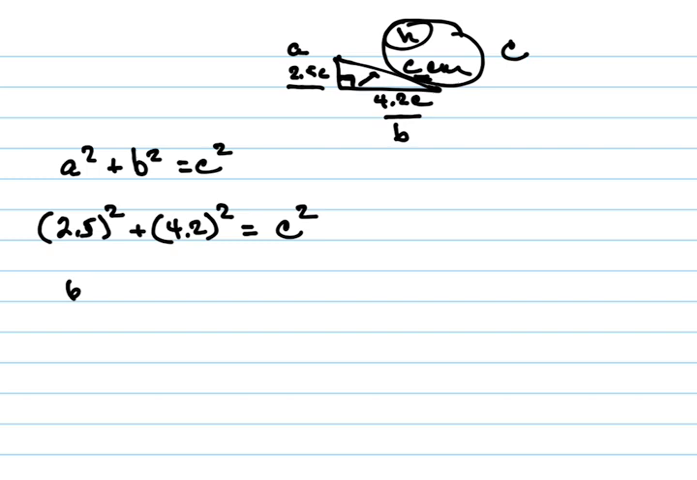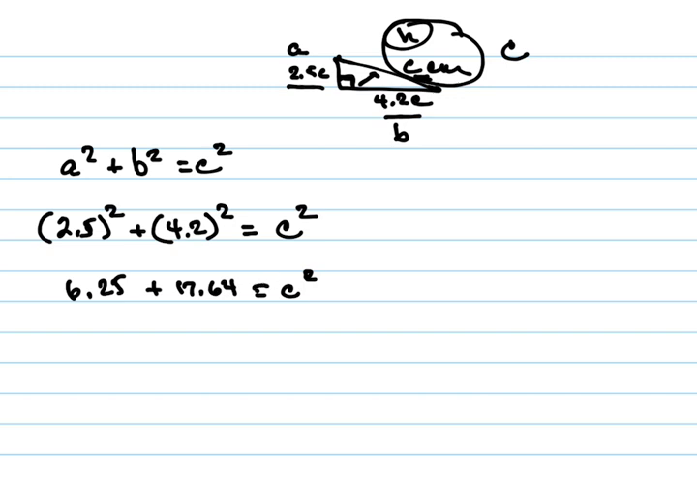6.25. Thank you. Plus, now we're going to take 4.2 and square that. 17.64. Okay. And that still equals c squared. We can't square that one because we don't know what c is.